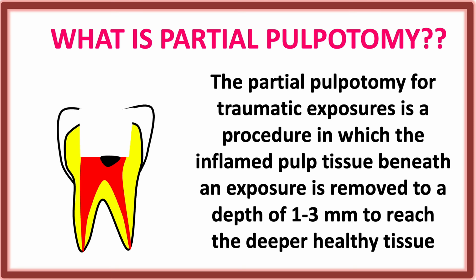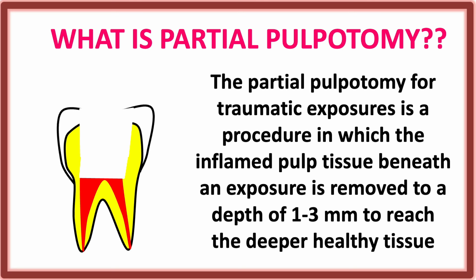So look at the figure. We have a carious portion involving a part of the coronal pulp, not the complete coronal pulp. So what we are going to do is remove the inflamed pulp to a depth of 1 to 3 mm so that we can reach the healthy tissue. Once healthy tissue with fresh bleeding starts appearing, then we are going to close with the dressing.